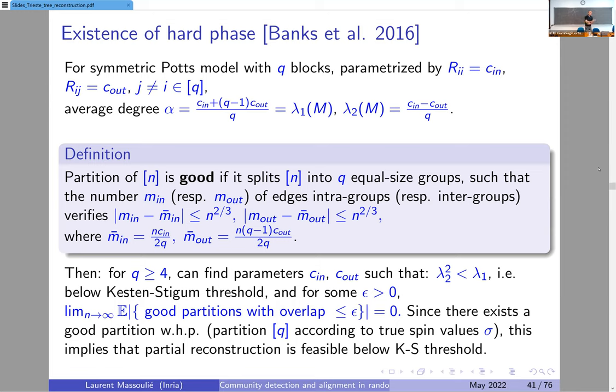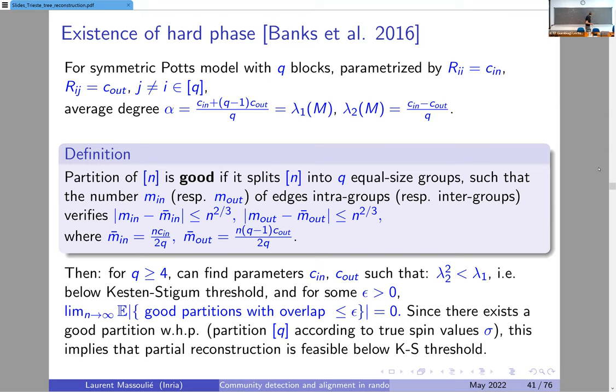Well, we'll end up using what is known as a first moment method argument. We are going to define a notion of a partition we will call a good partition. And then the first moment method is an argument that will be used to prove that any partition that meets this definition of being a good partition is necessarily such that it achieves a positive overlap with the true partition. Okay, so let's pass to the definition of a good partition.